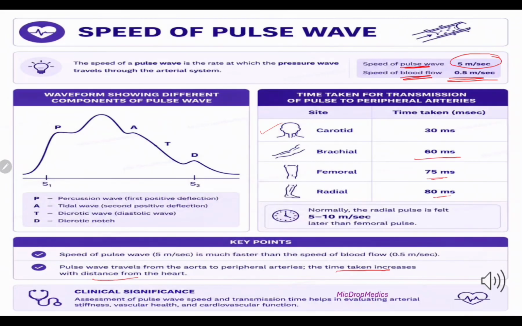Notice something crucial here. Normally, the radial pulse is felt 5 to 10 milliseconds later than the femoral pulse. If it takes any longer, you have a delay, which is a massive clinical red flag for conditions like coarctation of aorta.